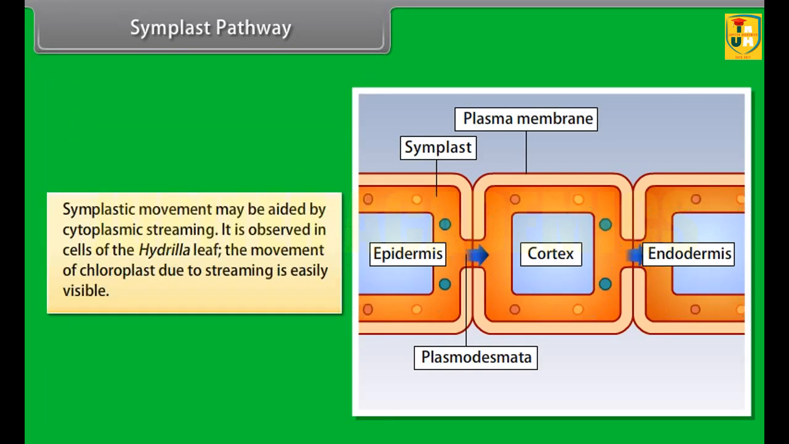Symplastic movement may be aided by cytoplasmic streaming. Cytoplasmic streaming is observed in cells of the Hydrilla leaf. The movement of chloroplasts due to streaming is easily visible.